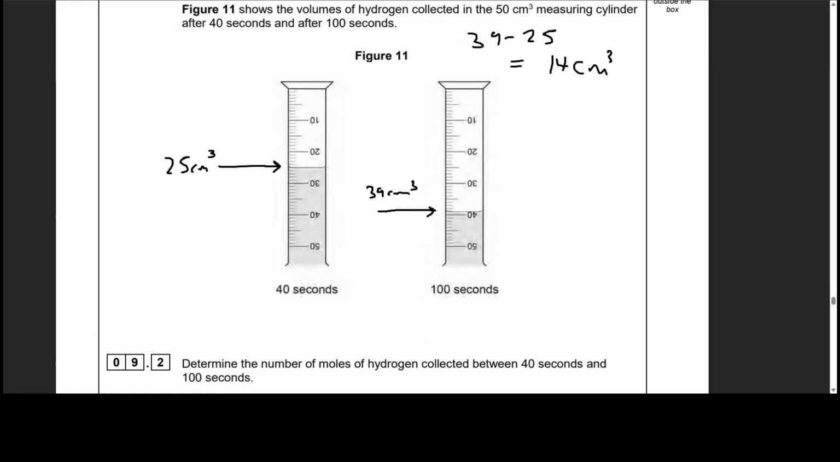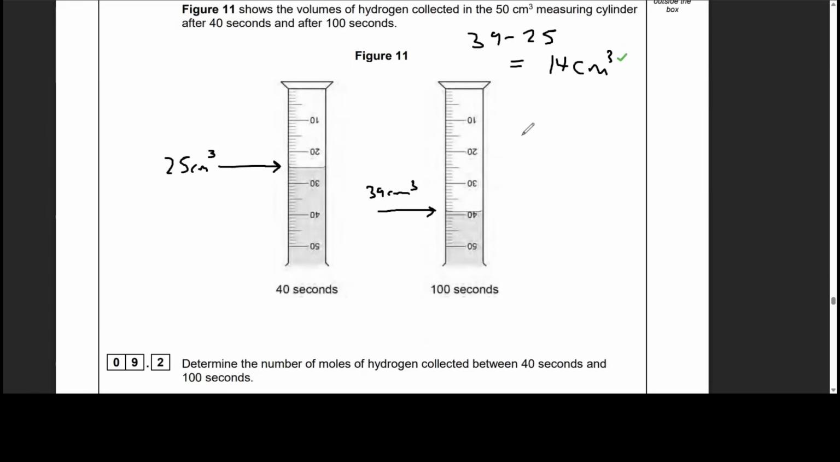And that's going to get us at least 1 mark, maybe 2 marks, because you've had to read that correctly. You might get a mark for the 25 and the 39 because you've had to read this correctly. Which, I mean, it looks like it's actually more. Anyway, never mind. Let's go with 14. So 14 centimeter cubed. I now need to work out how many moles that is.